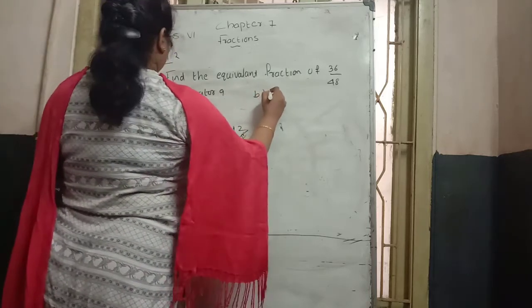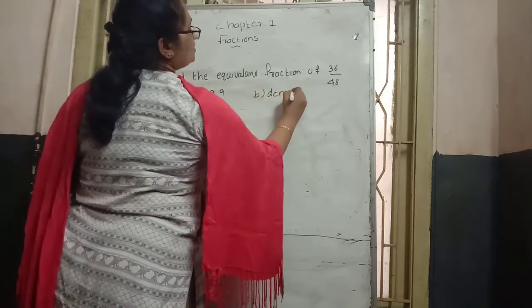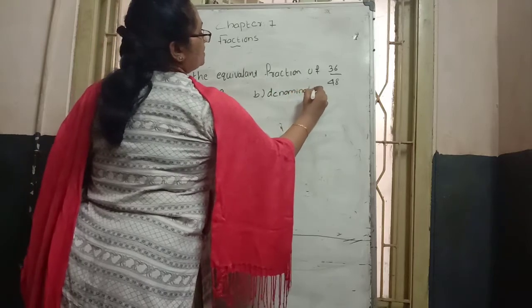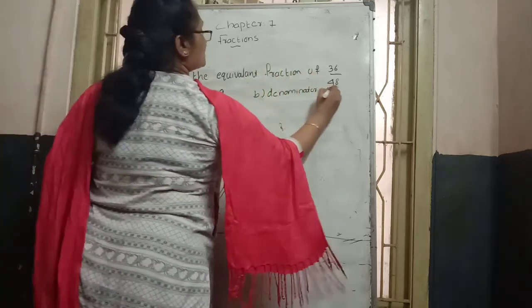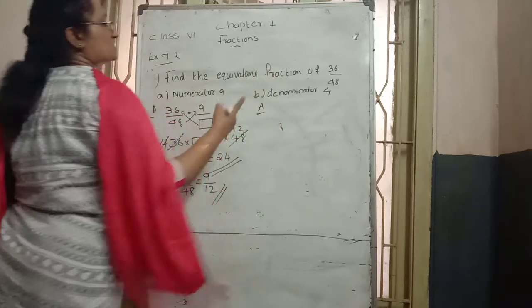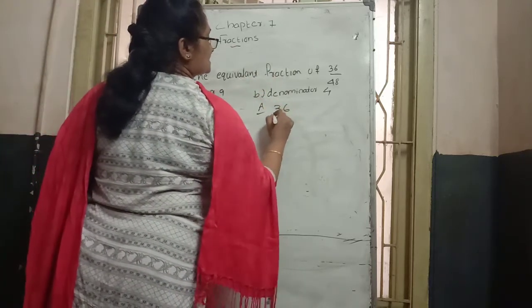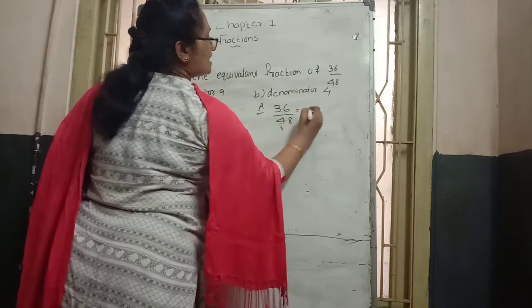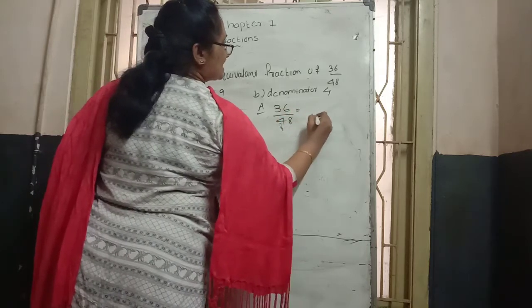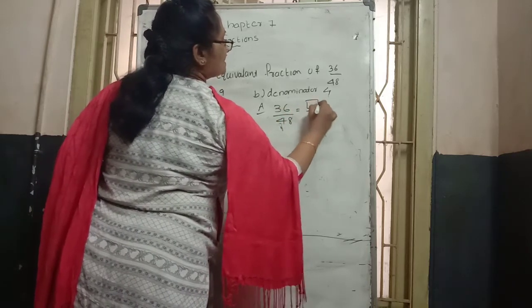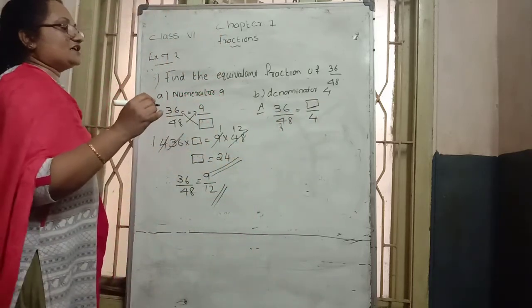B question: the denominator is 4. The denominator becomes 4. So 4 is given there. Find out the equivalent fraction for 36 by 48. The same process: 36 by 48 equals, the denominator part is given as 4 and the numerator part is unknown. There we keep a box.